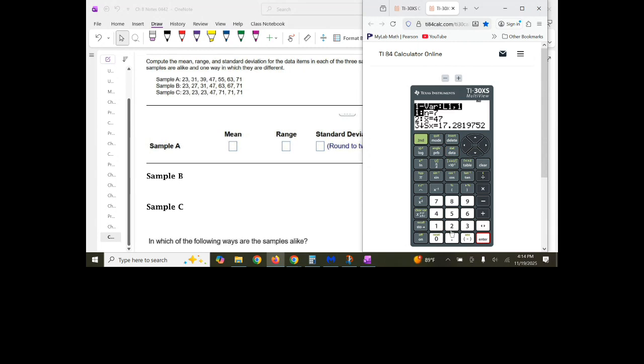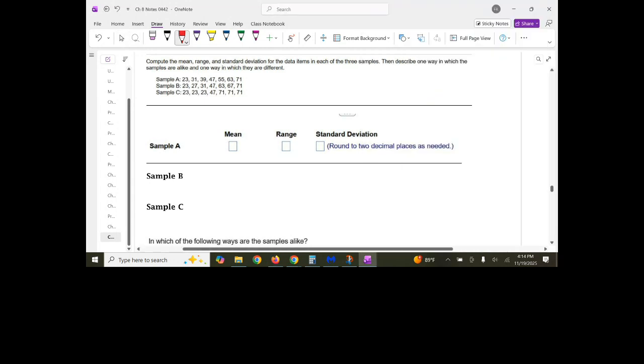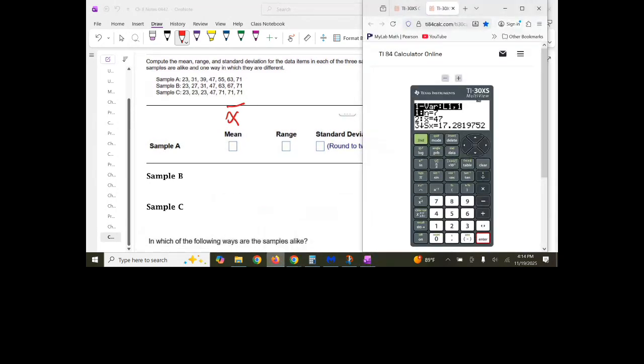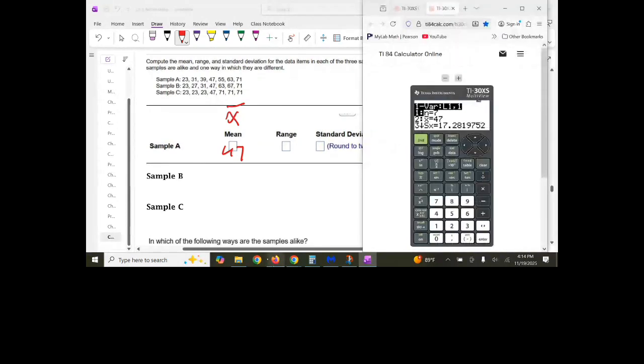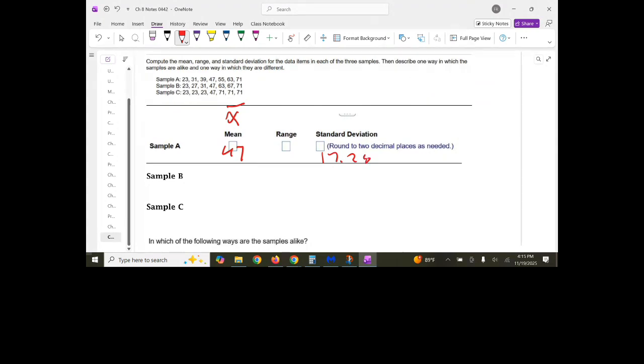Okay. So a couple of things here, y'all. Remember what the symbol for the mean was? The symbol for the mean is X bar. So y'all, if I look right here on my calculator, my X bar is 47. Boom. Okay, we'll figure out the range in a second. Let's see if we can do our standard deviation. So remember, y'all, my standard deviation is my SX button right here. We want 2 decimal places, 17.28. So I go like this, 17.28.